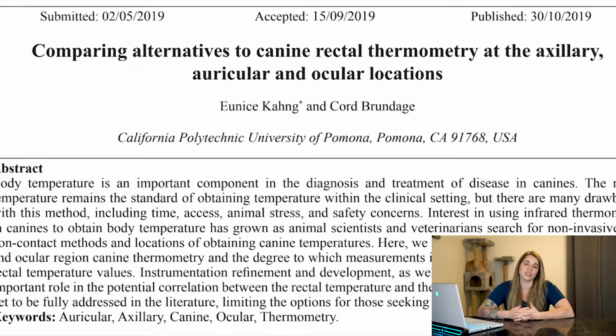But keep in mind that these human thermometers are not always incredibly accurate for pets. There have been a couple of studies done comparing rectal temperatures to oral and axillary temperatures, and they found that on average, an oral temperature can vary by up to 1 degree from a rectal temperature, and an axillary temperature can vary up to 2 degrees from a rectal temperature.